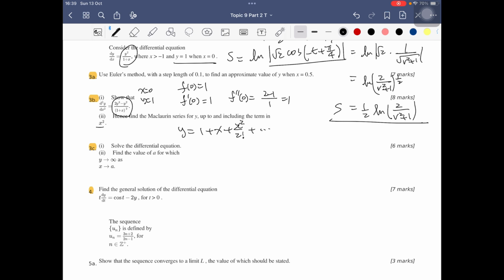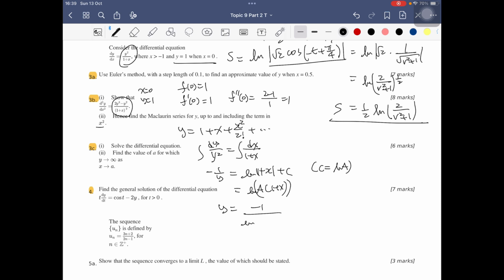Okay, so if y goes to infinity, x goes to a. That one is dy over y squared equals dx over 1 plus x, integral. So this is negative 1 over y equals ln of 1 plus x plus c. Let's make c ln a, then ln a times 1 plus x. So y becomes negative 1 over ln a(1 plus x).